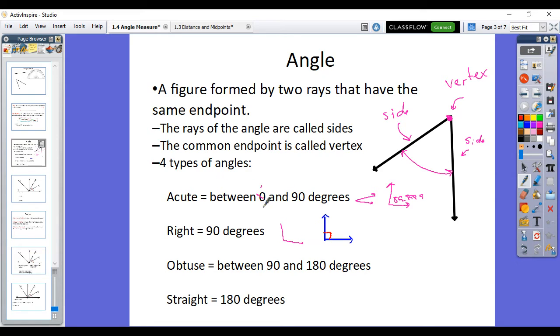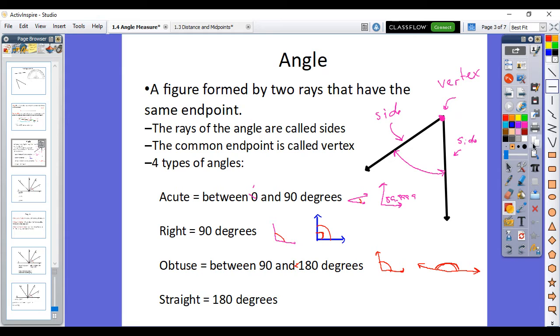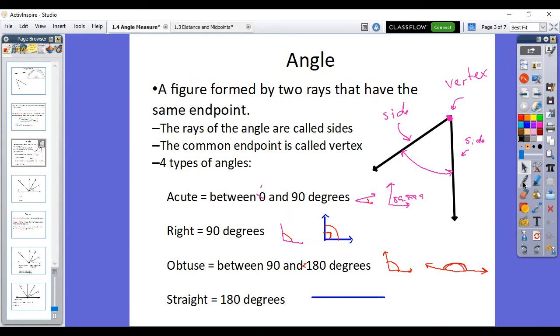An obtuse angle is anything greater than 90 but less than 180. So it's just barely over the 90 degree mark, but not quite a straight line, not quite flat right there. And this is what's being measured. These are the degrees we're talking about, from here to here, all these distances in between. A straight angle is exactly that. It is an angle that is straight. This is a straight angle, with little endpoints at the end.